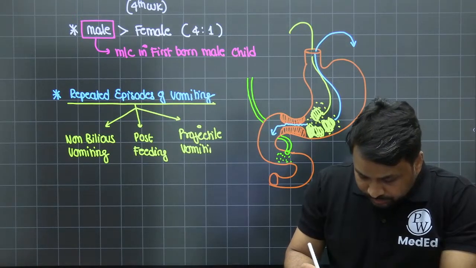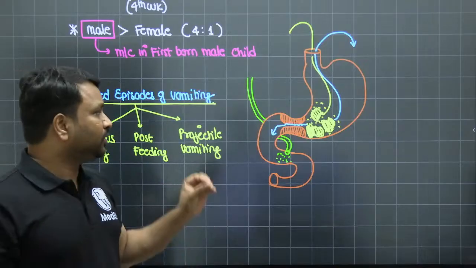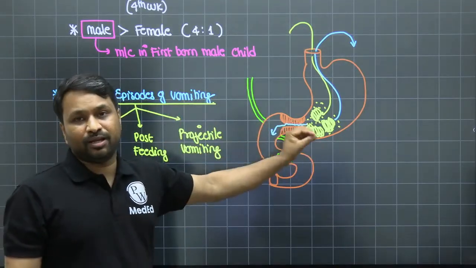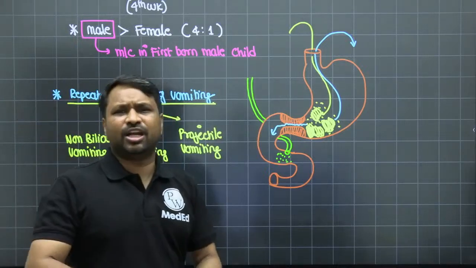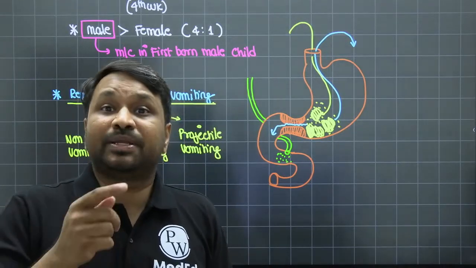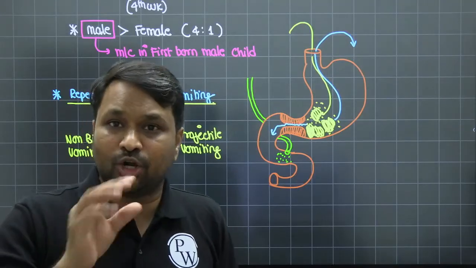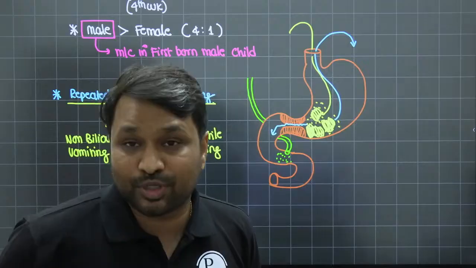Now remember, if the obstruction is at or above the level of the pylorus, it is going to be projectile. Below that, it will be non-projectile vomiting. In adults, the definition is different. In adults, we say if a vomiting is preceded by nausea, it is non-projectile vomiting. If a vomiting is not preceded by nausea, it is called projectile vomiting.